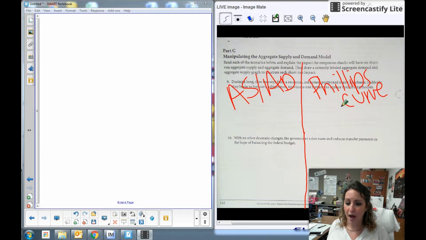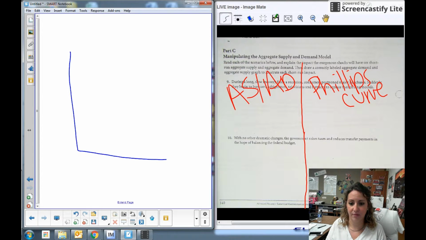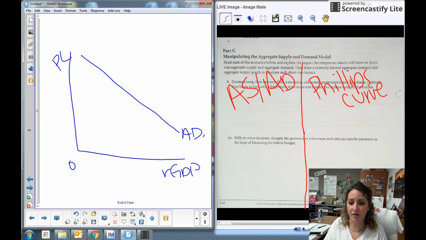So your aggregate supply and demand graph is not going to start off in equilibrium. It's going to start off with a recessionary gap. So let's draw it that way. We have price level on the y-axis, 0 at the origin, real GDP on the x-axis. Aggregate demand sloped downwards, labeled AD1. Short run aggregate supply sloped upwards, labeled SRAS1 for short run aggregate supply.